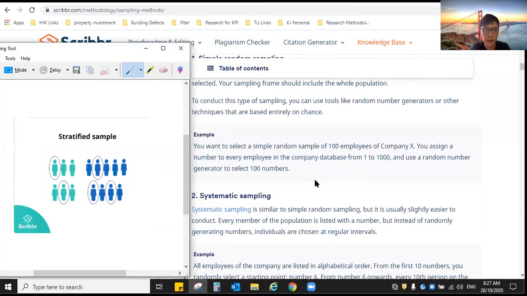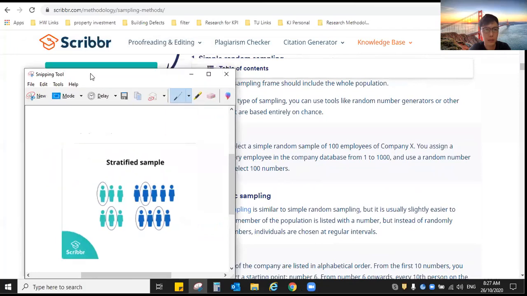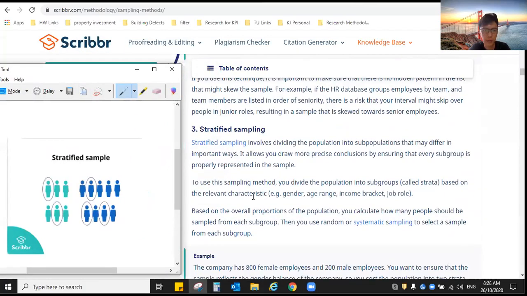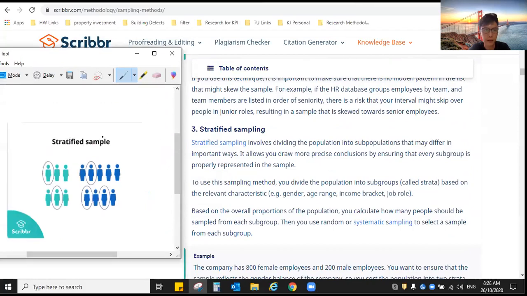Okay, can I ask you, can you see my snipping tool's screenshot? Can you see this screenshot? Yes, you can see my screenshot, okay, good. So I put it at the side so you can compare. Can you see the stratified screenshot and the stratified words together? Okay, good. So this is stratified.